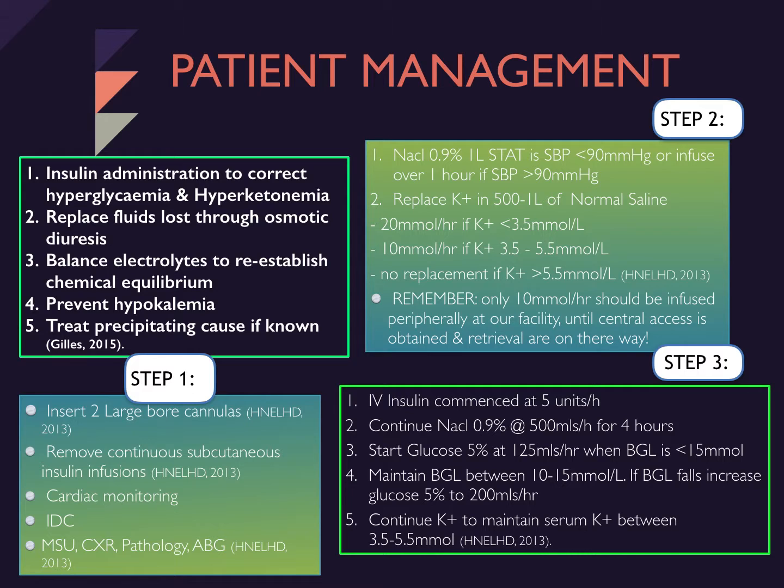Then commence IV insulin via syringe drive at 5 units per hour until BSL is less than 15 millimoles. Do not turn the insulin off at this point, as ketoacidosis is still present and takes a lot longer to correct than hyperglycemia. To prevent hypoglycemia though, commence 5% glucose infusion and titrate to BSL. By this time, retrieval should have arrived to take the patient to referral hospital where endocrinologists can take over care, and they will switch to subcutaneous insulin when blood ketones are less than 0.5 and the pH is normalised.